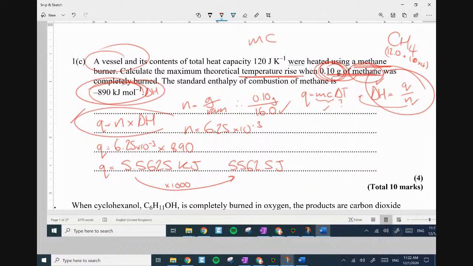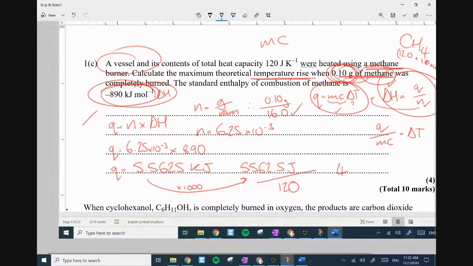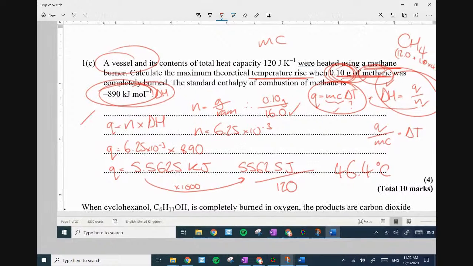So there's my equation. Yeah, no. I need to reorganize this for delta T. So that's going to be Q over mc gives me delta T. So there's my Q divided by the total heat capacity of 120. And I get a temperature change of 46.4 degrees Celsius.